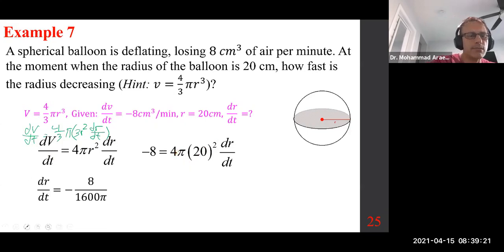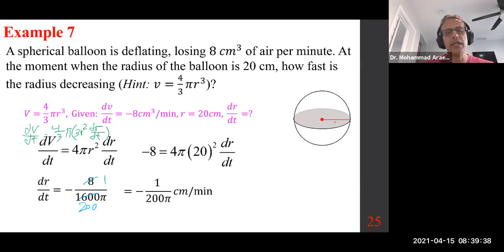The 8 goes away. And 1600 becomes 200 pi. This is the precise answer. Negative 1/(200 pi) centimeters per minute. You can go with that approximation, but you must always write the exact answer when it comes to calculus. Exact answer, always.